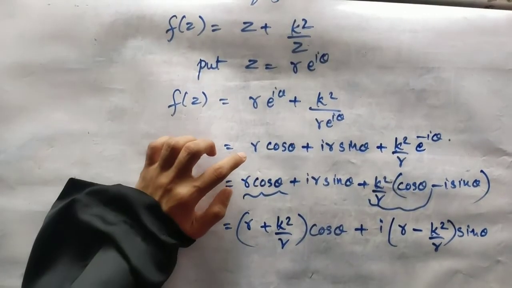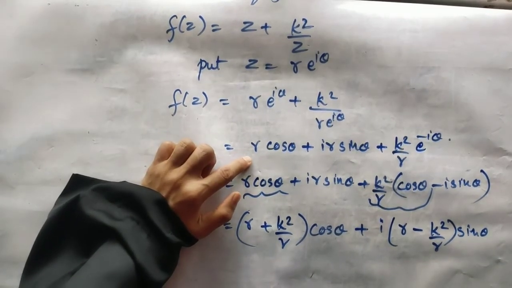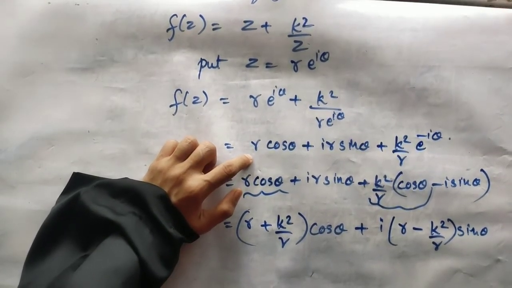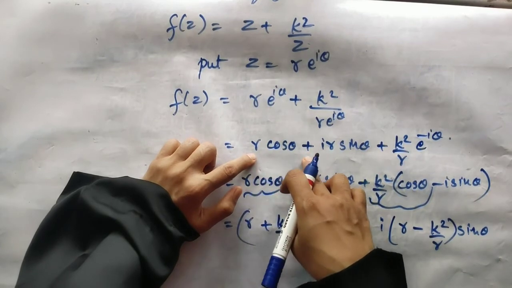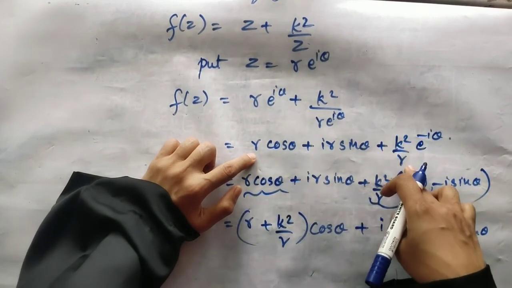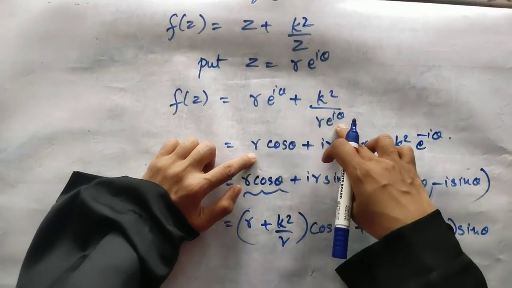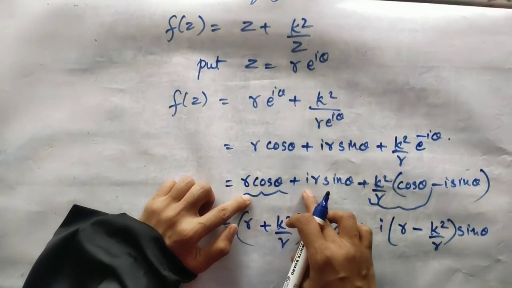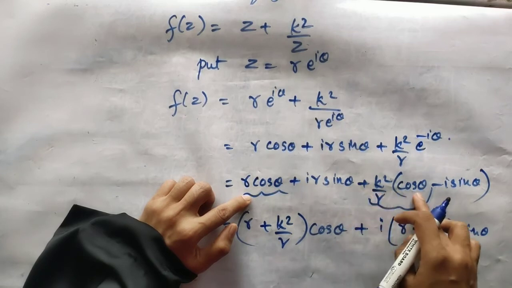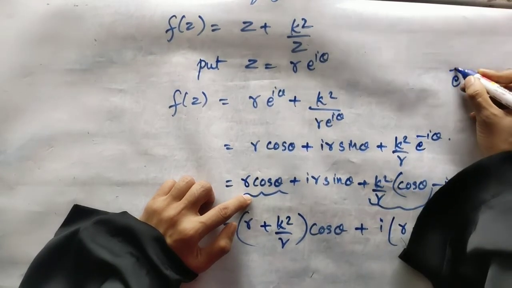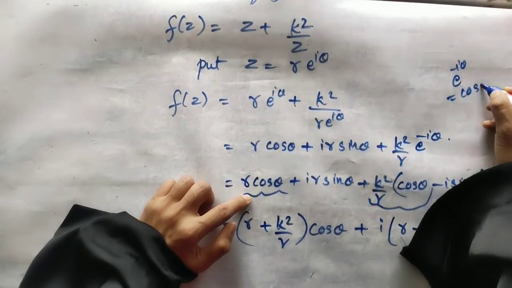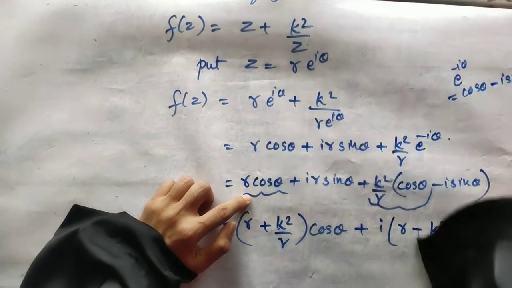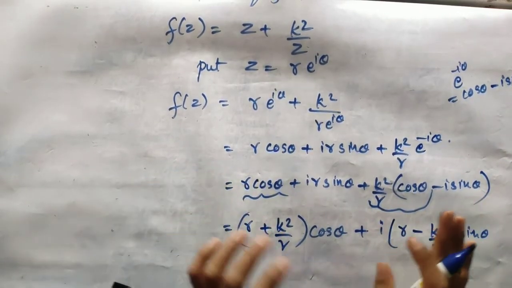Now after substituting, you just see e to power i theta is r cos theta plus i r sin theta plus k square by r e to power minus i theta. Taking this e to power i theta to the numerator, r cos theta plus i r sin theta plus this you can write like this. What is e to power minus i theta? It is cos theta minus i sin theta. Replace it by that. Now all you have to do is separate your real and imaginary part.